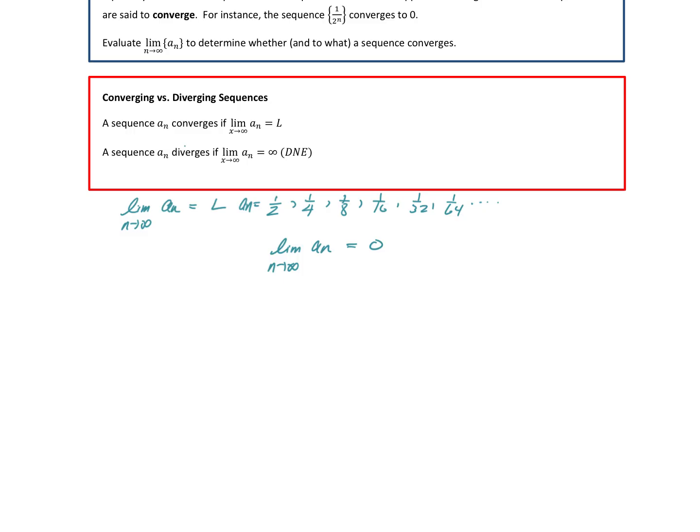We could also look at this in terms of a graph. So let's say this is 1. I'm going to stretch it out a little bit, but if this is a sub 1, it's at a half. A sub 2 is at a quarter. A sub 3 is at an eighth. A sub 4 is at a 16th. So you get this horizontal asymptote at 0. So it is approaching 0. So if we simply do the limit as n goes to infinity and we get a value, that means it's approaching that value.